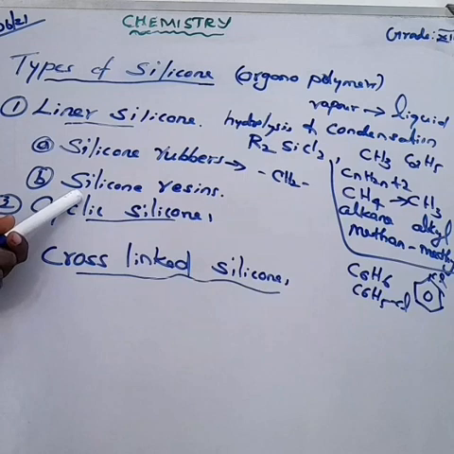Second one, silicone resin. What is a resin? A resin is a sticky substance produced by some trees, used for making varnish, medicine, etc. Here also we get silicone resin. This is obtained by blending silicones with organic resin.